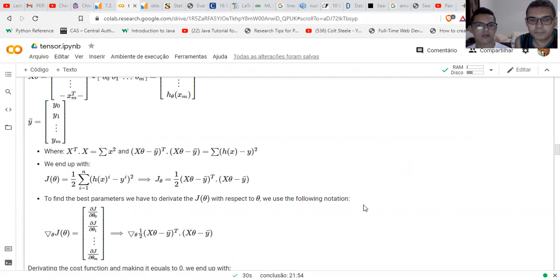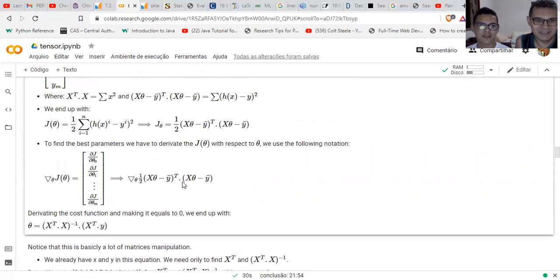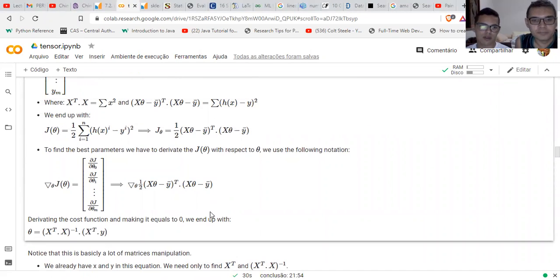And we use the following notation, that is the gradient of j of theta. That's the derivative with respect to each theta of j, and we have that this is equal to this one. And after derivating this function and making it equal to 0, we end up with theta equal to x transpose times x, inverse, times x transpose y.